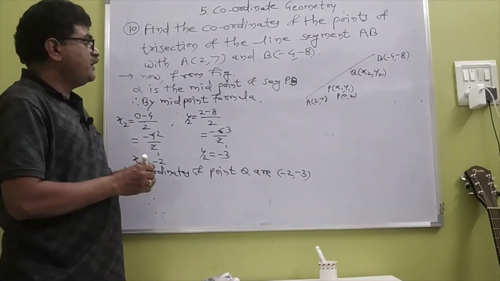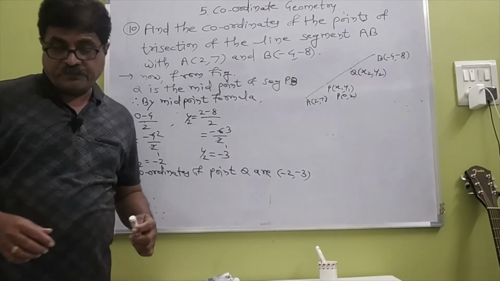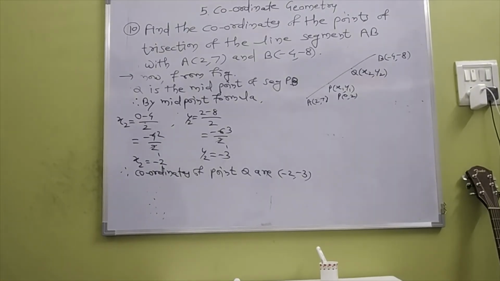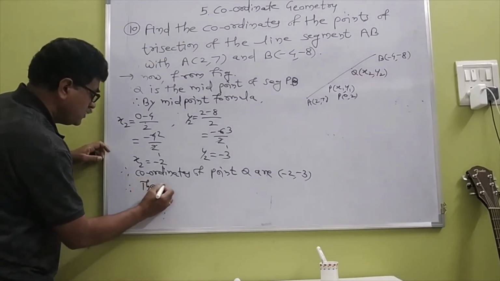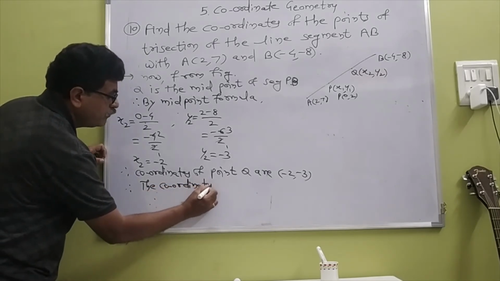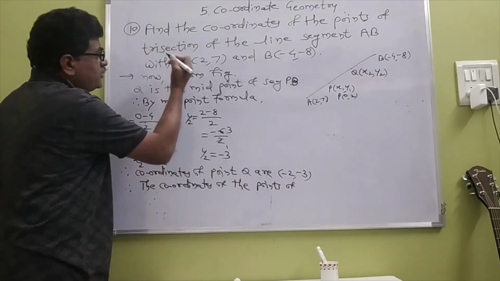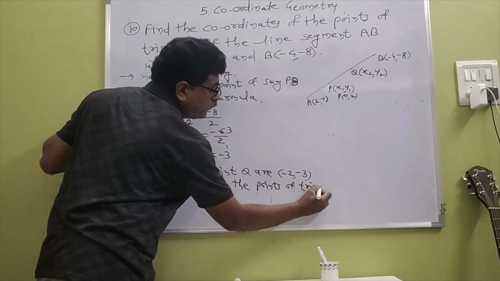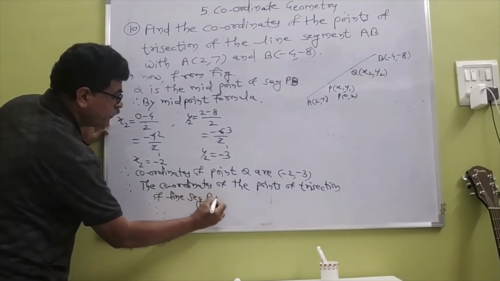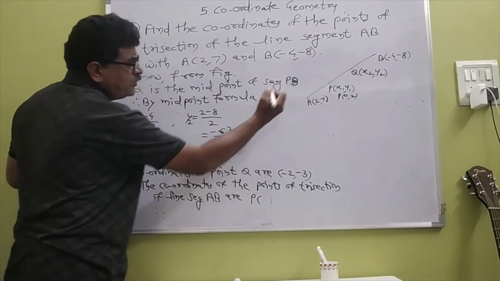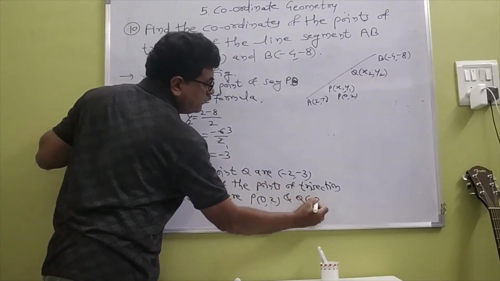Therefore, the answer is the coordinates of point P and point Q. Write down the coordinates of points P and Q. Therefore, the coordinates of the points of trisection of line segment AB are P of 0, 2 and Q of minus 2, minus 3. This is the answer.